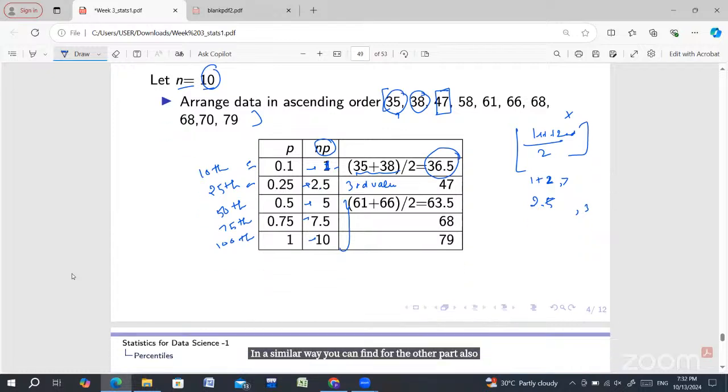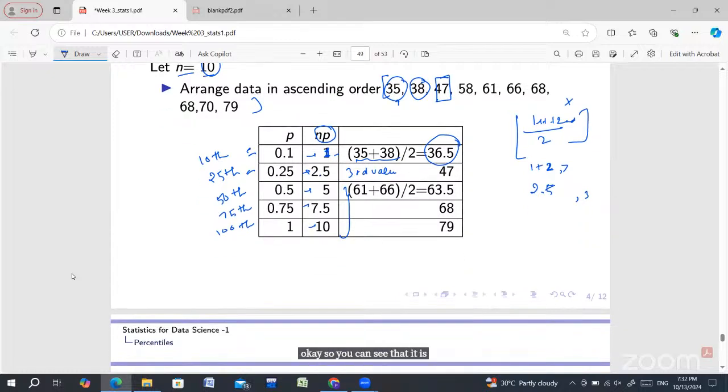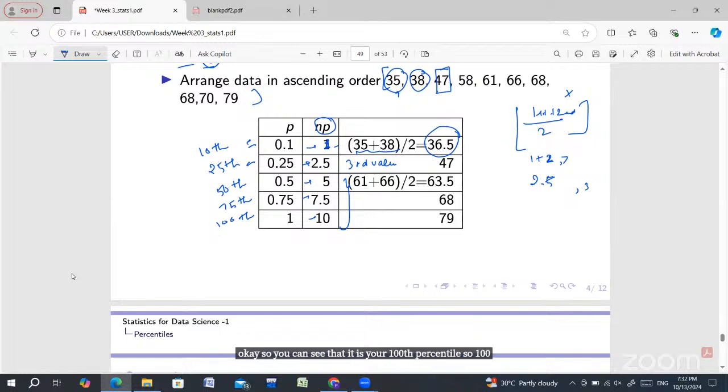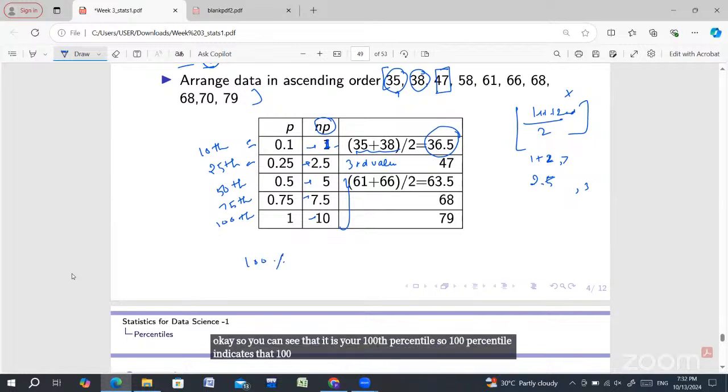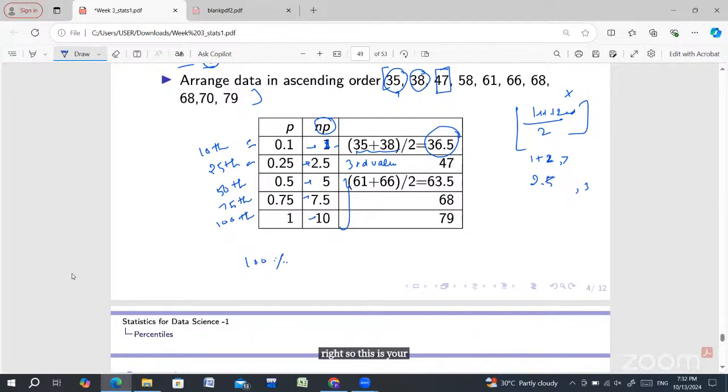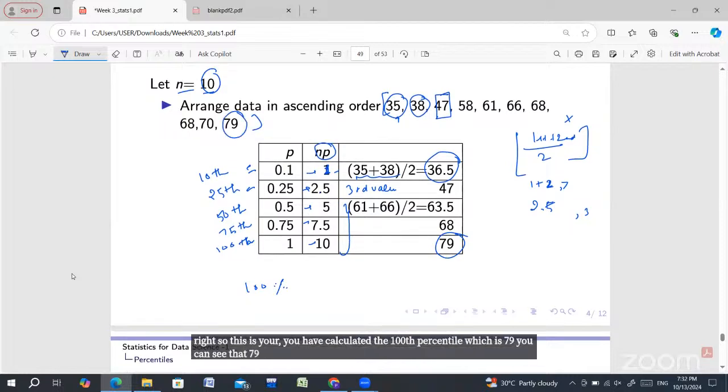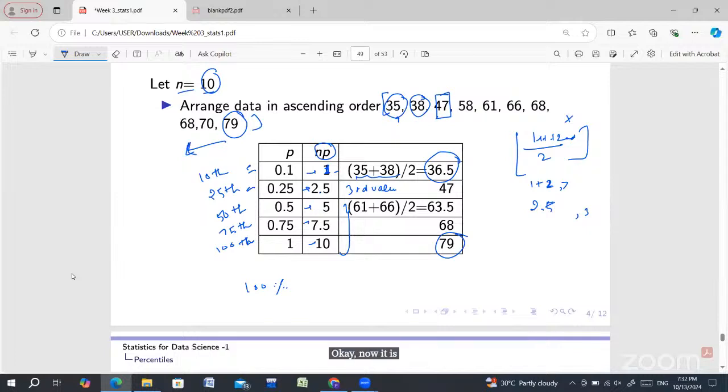In a similar way you can find it for the other parts also. You can see that this is your 100th percentile. The 100th percentile indicates that 100% of the data should be below it, right? So you have calculated the 100th percentile, which is 79. You can see that 79 is the last value in the data set, so all the values of the data set lie below it. Now it is verified. Yes, I got it.